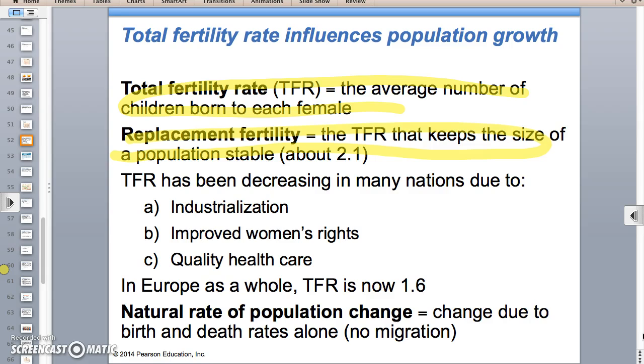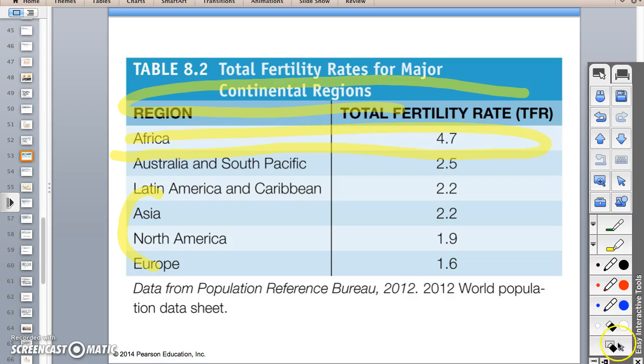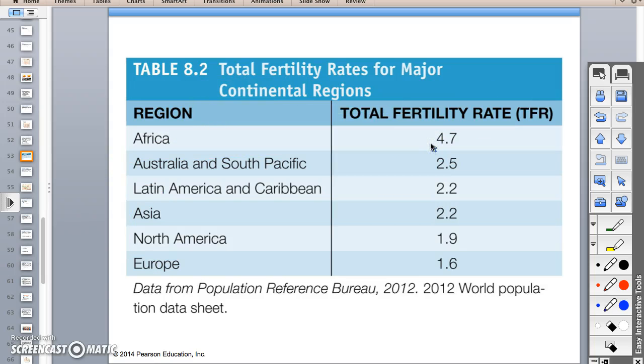TFR has been decreasing in many nations because of women's rights, industrialization, and quality healthcare. Industrialization provides jobs, which means that if you go to work, you have to pay for childcare, and so that's expensive. In Europe, TFR is low at 1.6. So that's not replacement. The total fertility rate in Africa is 4.7. That means an average lady in Africa has 5 kids almost. An average lady in Europe has less than 2.